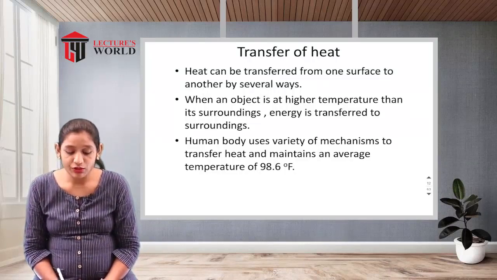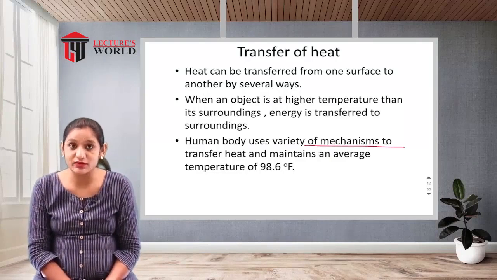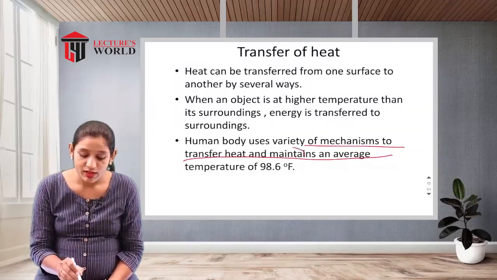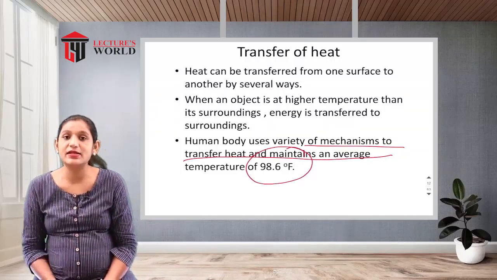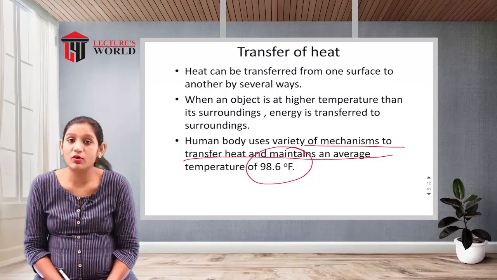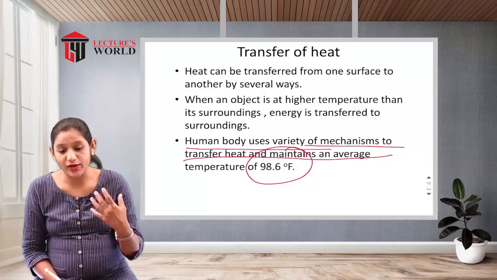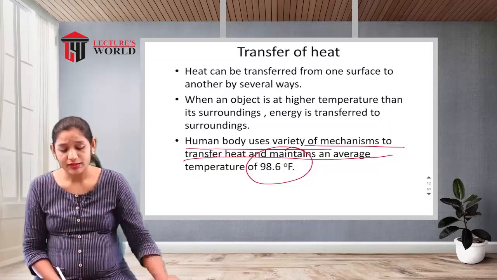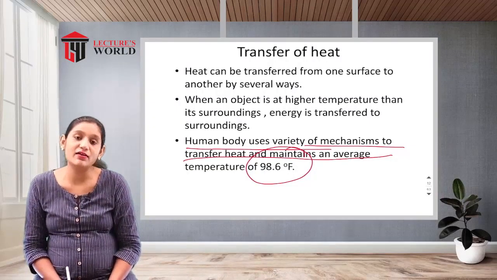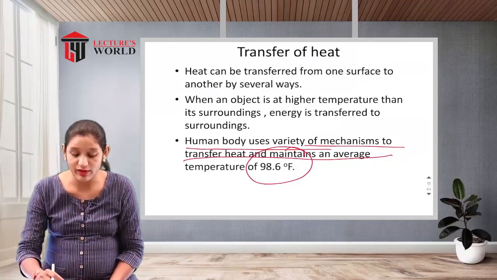Next one, the human body uses a variety of mechanisms to transfer heat and maintain an average temperature of 98.6 degrees Fahrenheit. It gives us the normal body temperature. The human body uses a variety of mechanisms to transfer heat and maintain an average, normal temperature of 98.6 degrees Fahrenheit.